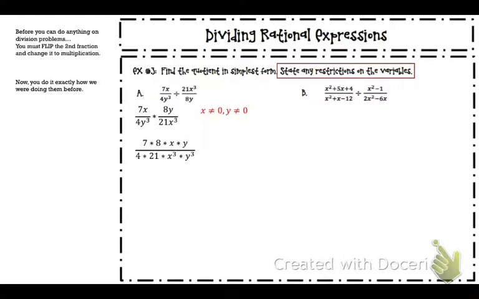And now we're going to go through and simplify this. I moved all my numbers together, then my x's, then my y's. So 7 times 8 is 56. 4 times 21 is 84. We have the x on top, x cubed on bottom, y on top, y cubed on bottom. And we're going to simplify that 56 over 84. That simplifies down to 2/3.